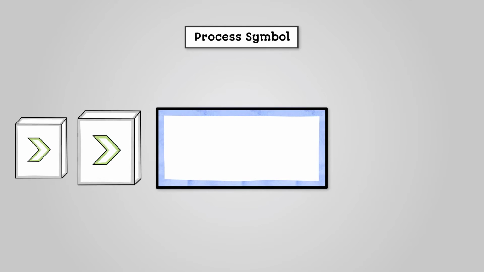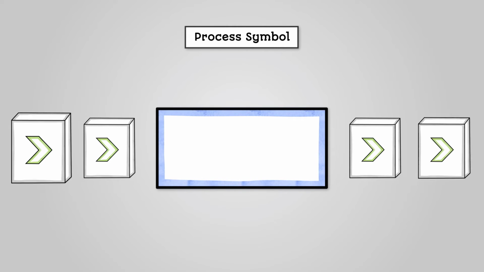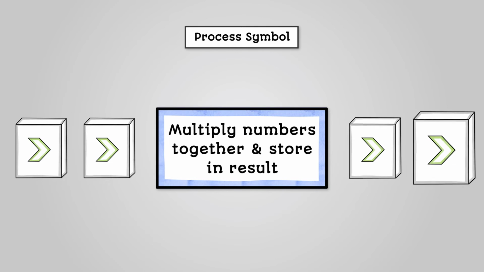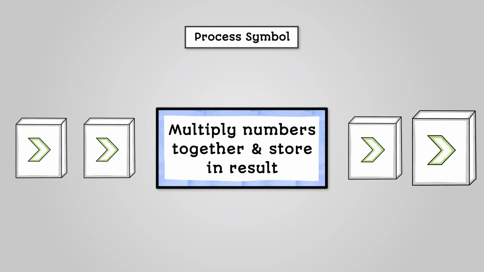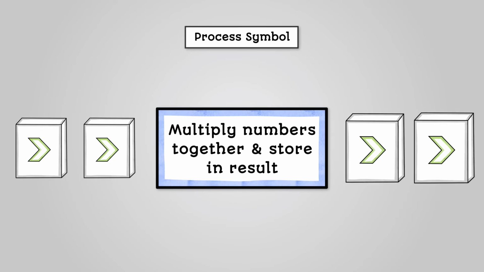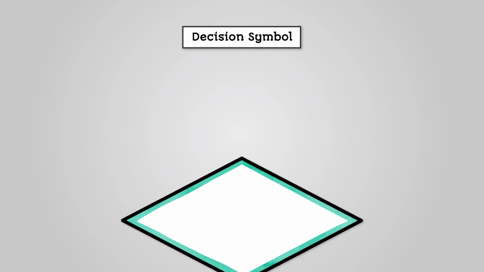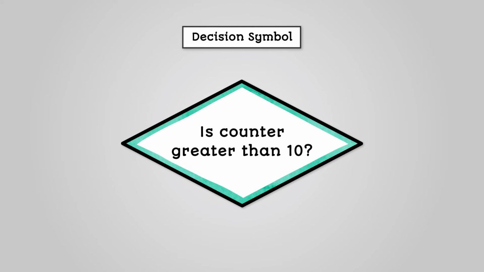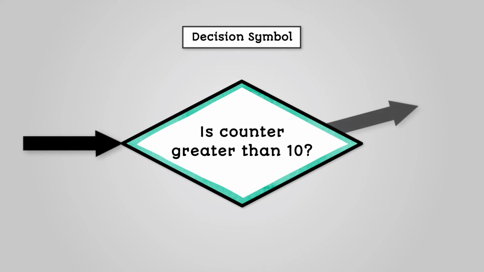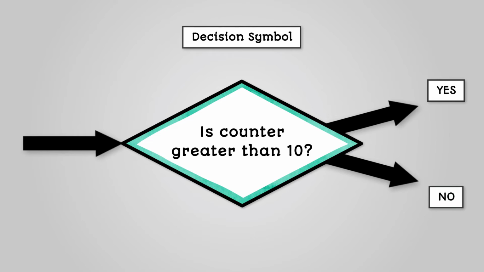The process symbol represents where your program does something that is not input or output. A process could be a mathematical calculation, a database check, or searching for something in a list. In a flowchart, a process uses a square box with text describing what the process does. The decision symbol represents a question that your code is asking, or an if statement in your code. A decision is drawn as a diamond that will always have one connector going into it and two connectors coming out of it. The two connectors coming out are what to do if the answer is yes and what to do if the answer is no.